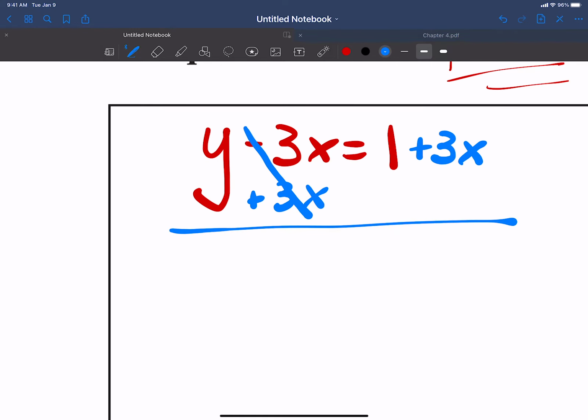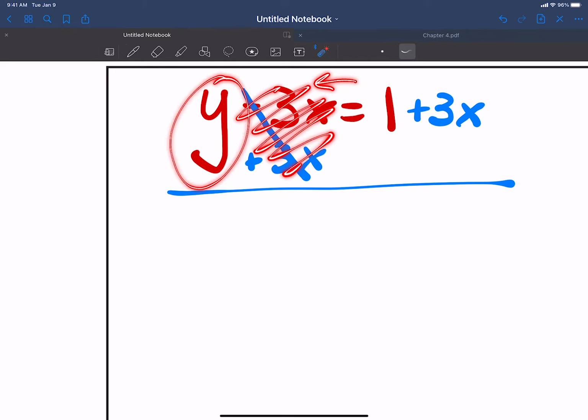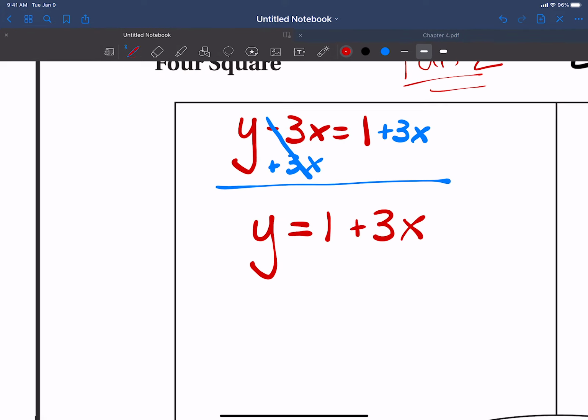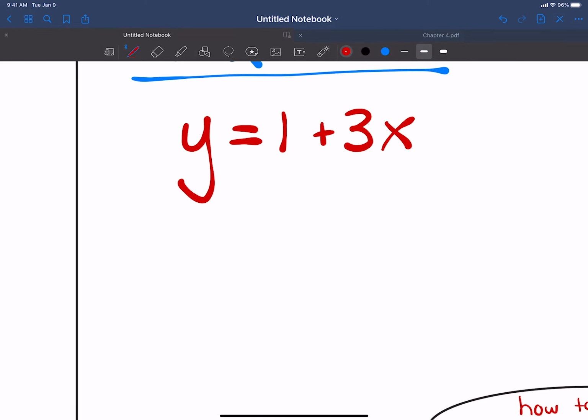Still draw your line. What is left on this half of the equation? Not this. Just my y. So we're going to write y equals. And what's left on this half of the equation? Well, just 1 plus 3x. So let's go ahead and write 1 plus 3x. Now, did I do my job? Did I get y by itself? Yes, I did. Now, I want you to very carefully look at this. I'll write the y equals mx plus b right here.